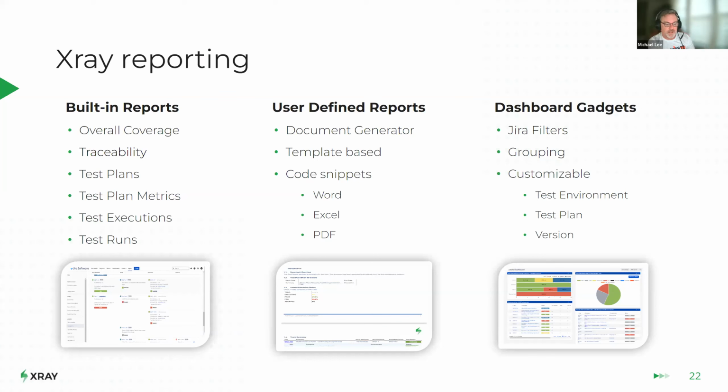When you go into the Manage Apps section of your Jira administration, there is a document generator section, which also has a link to the store in it. Those templates do have code snippets in them, so you can build calculations and pull all the data you need out of Xray. Those documents can be exported, formatted into Excel, Word, or PDF, depending on the format of the template. And then lastly, we have our dashboard gadgets, and I'll show you what some of them look like. They are gadgets that can be added to your standard Jira dashboard.